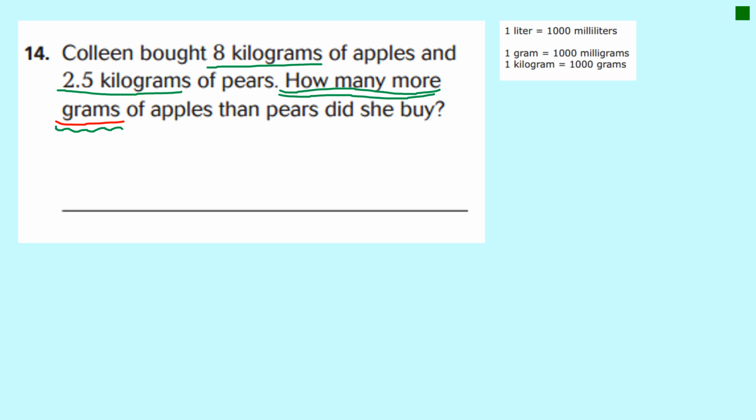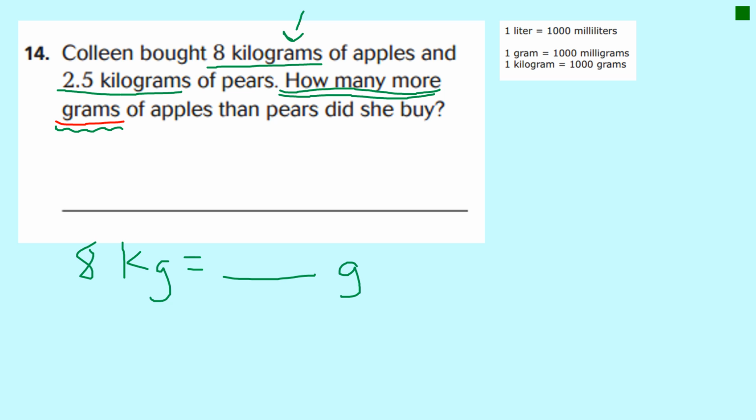Okay, and by the way, that is a lot of fruit. That's like way over 16 pounds of apples. That is, whew, Colleen.